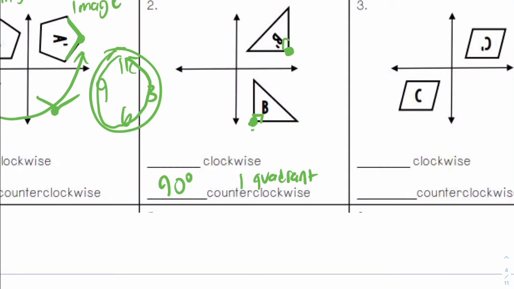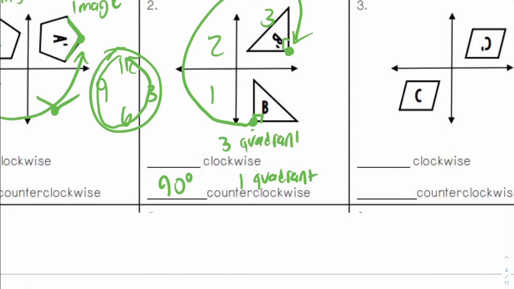Now let me erase that so we can do it the other direction. If we move this way around, the long way around, then we move 1, 2, 3 quadrants in the other direction. And that would be 270 degrees clockwise.